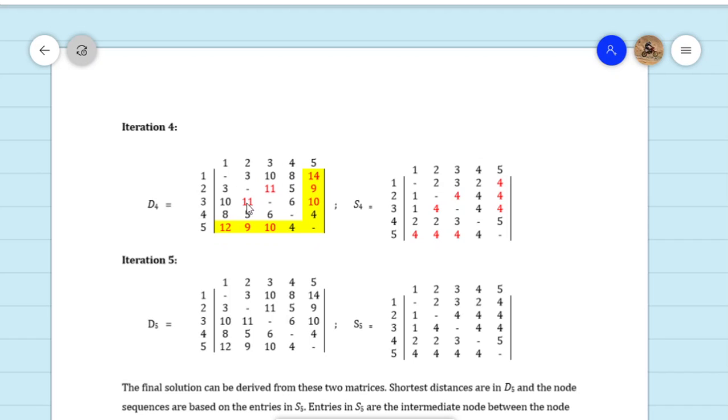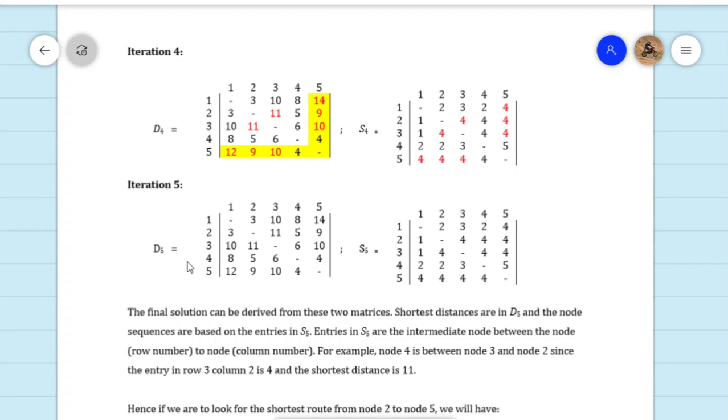Okay, so we simply apply the same process to the rest. We would know that no entries will be replaced in D sub 4, implying that no entries will also be replaced in S sub 4. Hence, the entries in D sub 5 will just be the same as those of D sub 4, and the same is true with S sub 5. Entries for S sub 5 will be the same as those in S sub 4. Since all rows and columns have been highlighted already, there would be no more pivotal row and pivotal column in iteration 5.